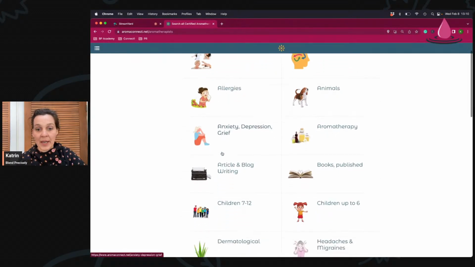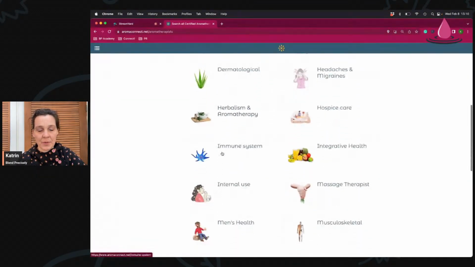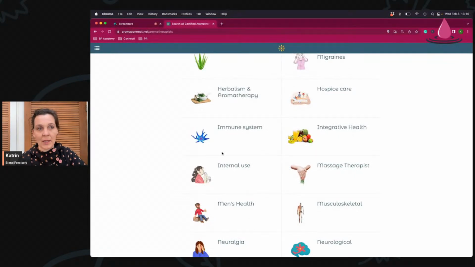And you have all the categories here that aromatherapists are actually working in. For the ones who don't really know what an aromatherapist does, go and check them out. It's so far beyond just knowing a little bit about lavender, lemon and peppermint. It goes way, way deeper.